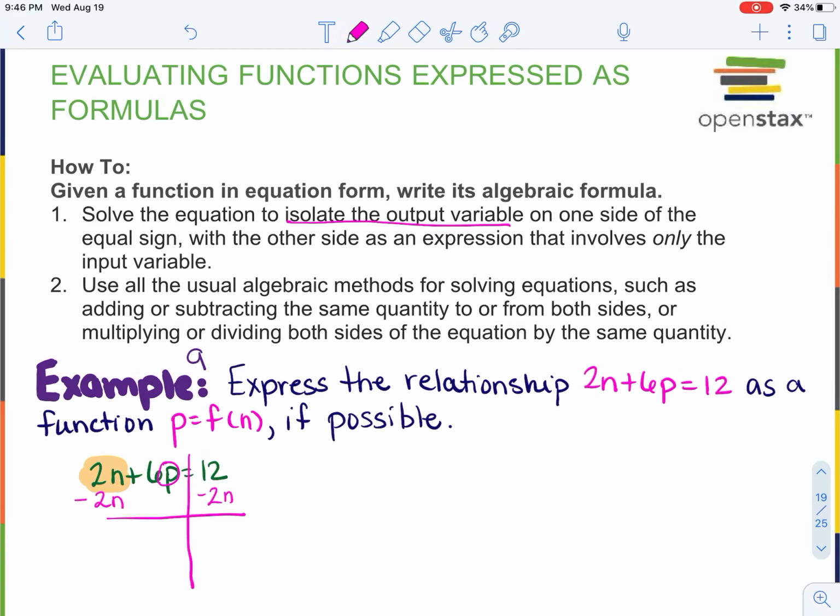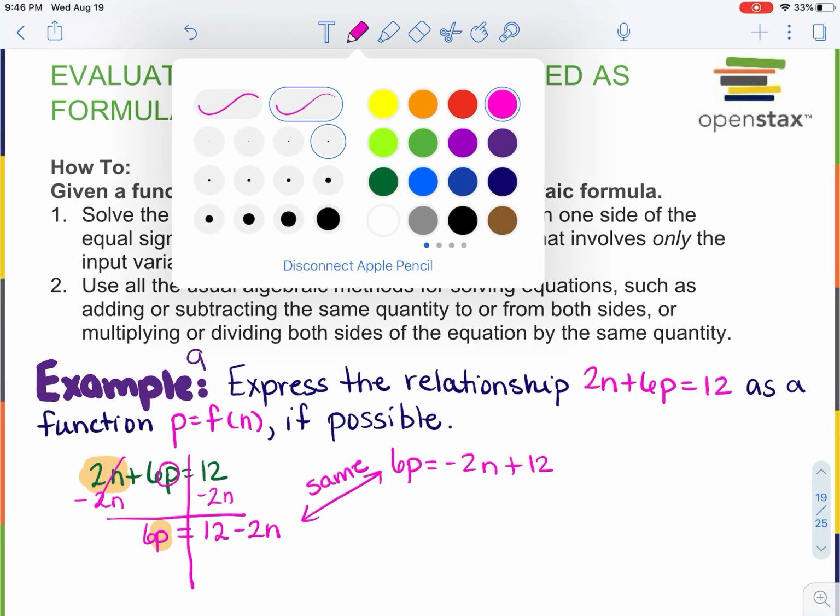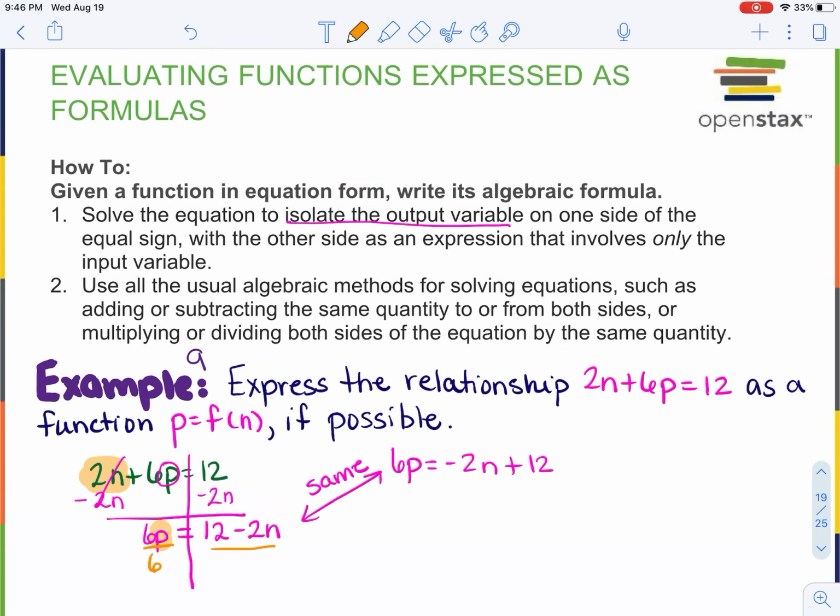So on the left-hand side, the 2n and the negative 2n cancel, and that leaves 6p is equal to this side, 12 minus 2n, and you can't go any further on the right-hand side because they're not like terms. Now, you could have also written it this way. It's the same thing. Either way, you're going to end up with the same thing. So again, we're trying to get p by itself, so we need to get rid of the 6. So to get rid of the 6, we're going to divide both sides by 6.